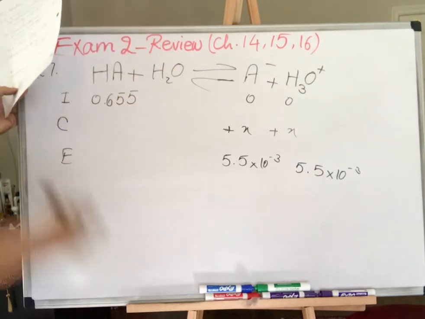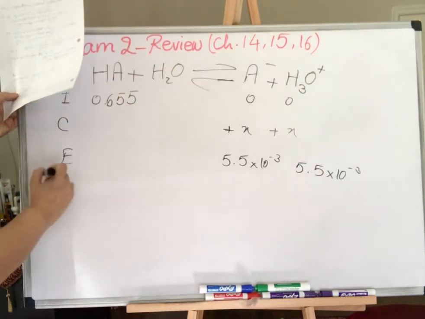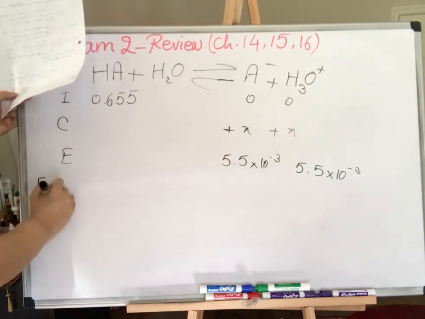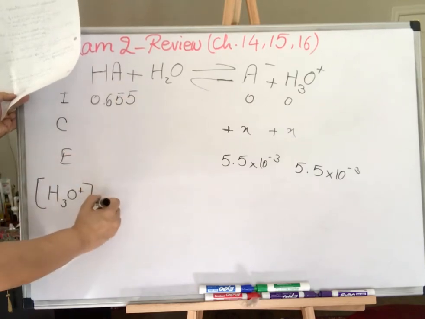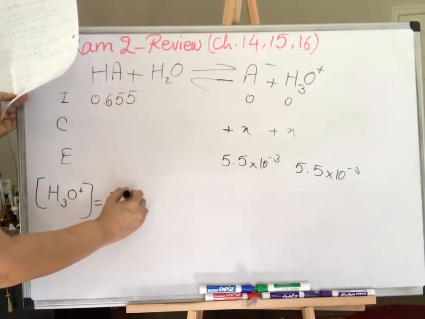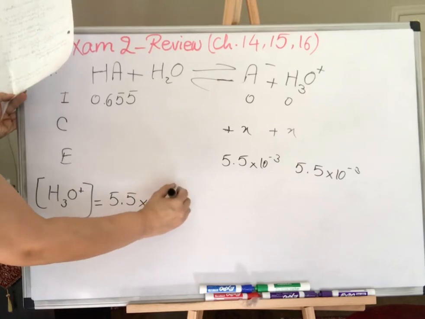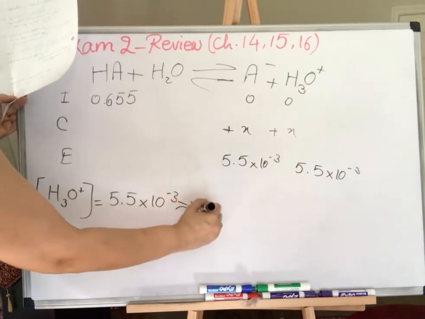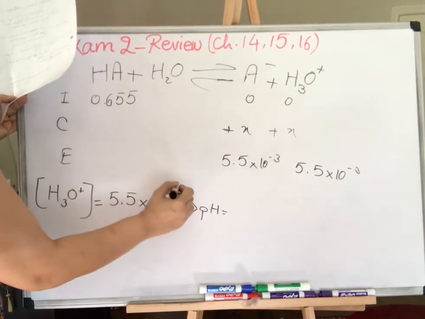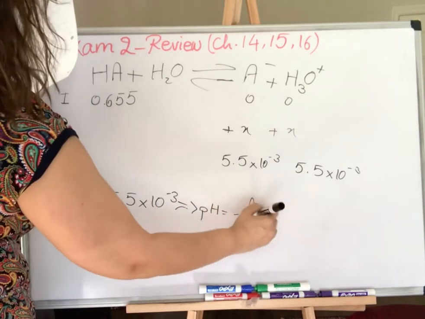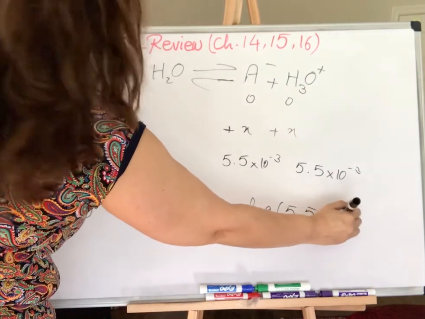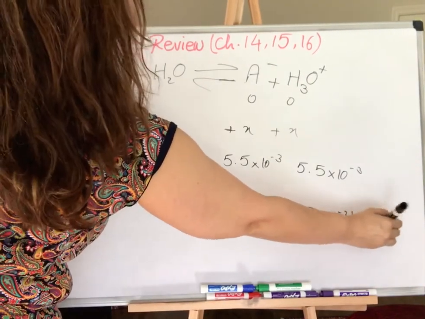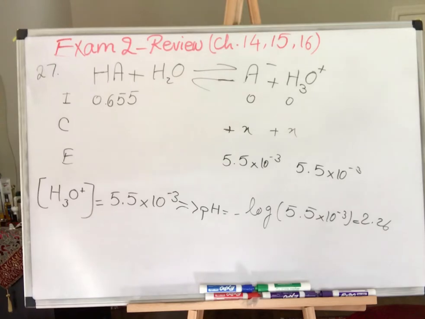So we don't need anything else except this concentration, the concentration of H3O. We didn't even need to put the ICE table because we don't need the other concentrations. It is 5.5 times 10 to negative 3. Then pH is going to be minus log of that concentration. It's going to be 2.26. You choose A.